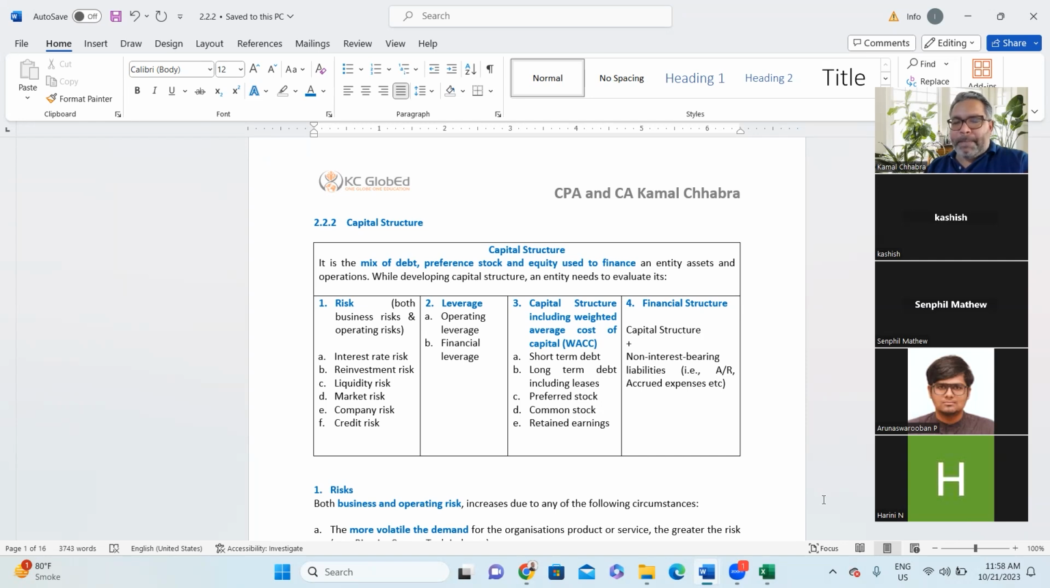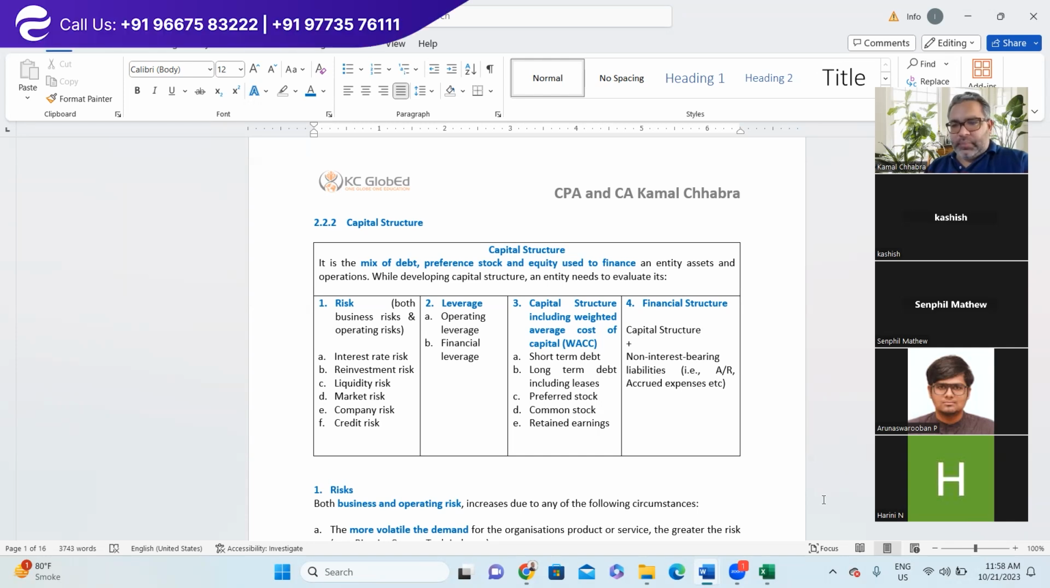Yes, sir. So we'll be understanding what is the cost of short-term debt, the cost of long-term debt, the cost of preferred stock, the cost of common stock, and the cost of retained earning. And clubbing everything together will result in your cost of capital, right? And once you give the weightage based on the percentage or proportion, then it will result in the weighted average cost of capital. Make sense?